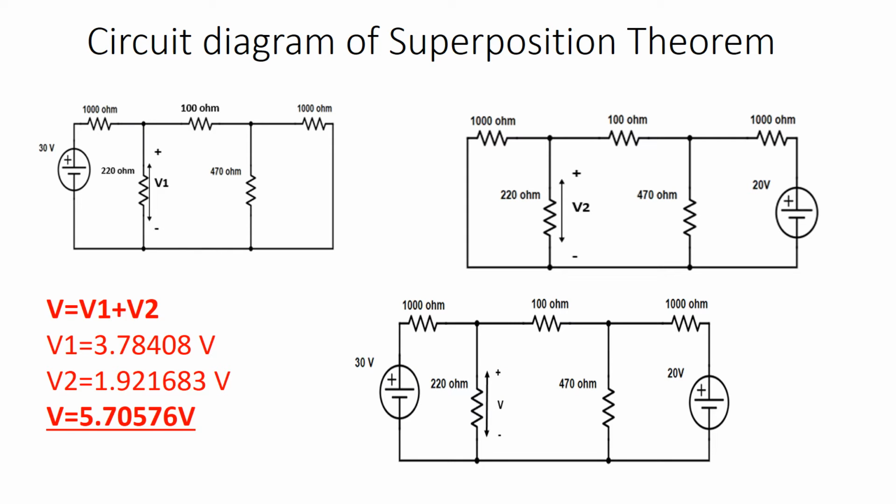So, by using the superposition theorem, we have found V1 and V2. By having the supply of 30 volt and shorted 20 volt, we got the voltage across 220 ohm as 3.78 volt, and by keeping 20 volt and shorting the 30 volt, we got the voltage across 220 ohm as 1.92 volt. By adding those voltages, we get 5.705 volt. That is the total voltage across 220 ohm when both the supplies are available in that circuit.